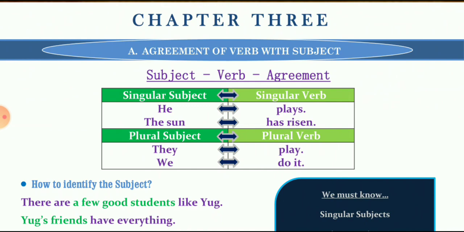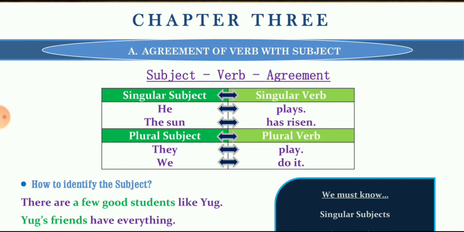Subject verb agreement means, whatever the verb is, either a helping verb or a main verb, if we put it in the sentence, we have to check the subject of the sentence. If the given subject is singular, then we have to put a singular verb, or if the given subject is plural, we have to put a plural verb.